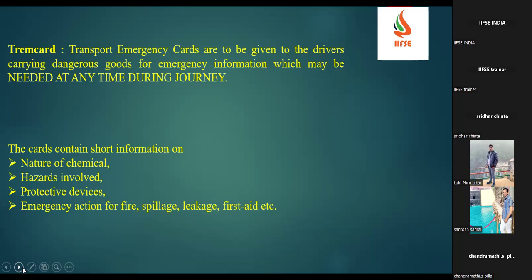So this TREM card is for use in case of any emergency, in case of any spillage or fire during the transportation of chemicals. The TREM card contains various details: the nature of the chemical, hazards involved, protective devices, and emergency action for fire, spillage, leakage, and also first aid measures. So these are the various details which the TREM card contains.